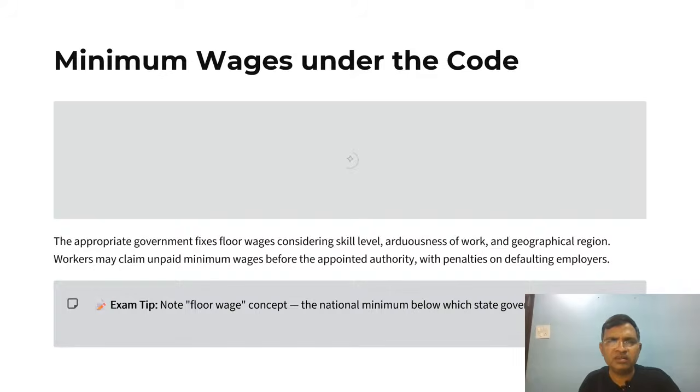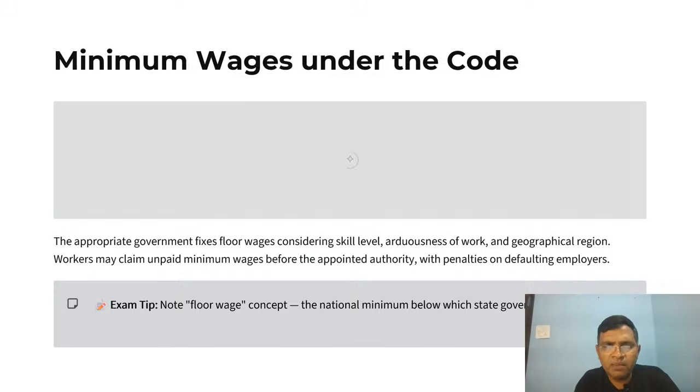Then minimum wages under this Code 2019. The government has to fix the floor wages considering the skill level of the labor, the arduousness of work, and the geographical region.